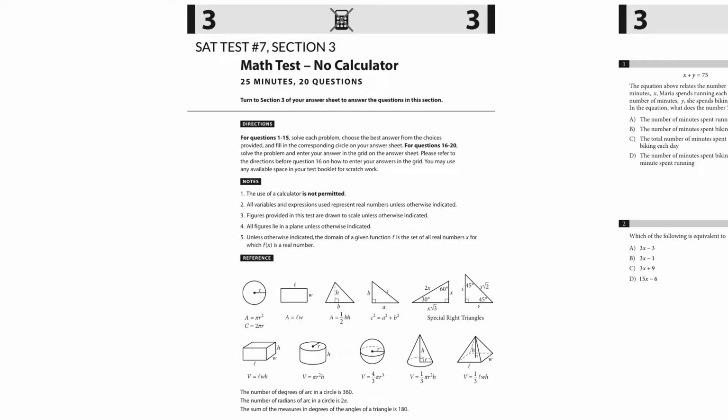All right, today we're doing SAT test number 7, section 3, math test with no calculator. And in this test we have 25 minutes and 20 questions.